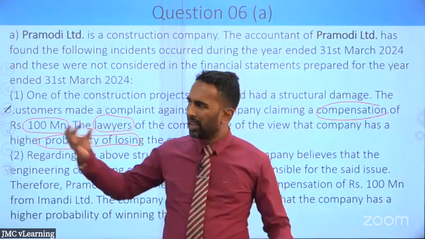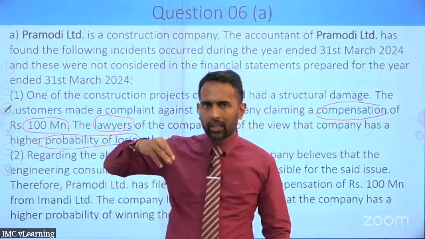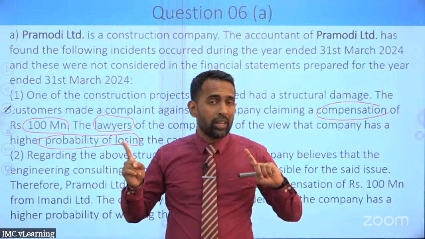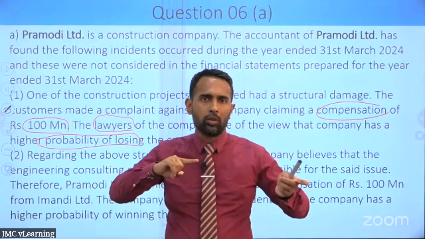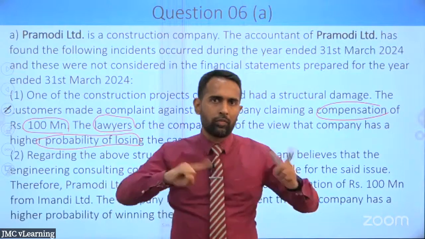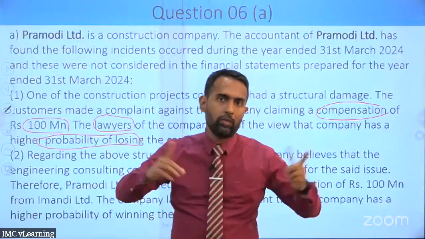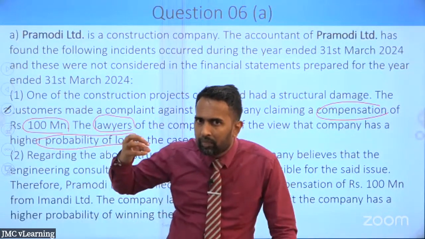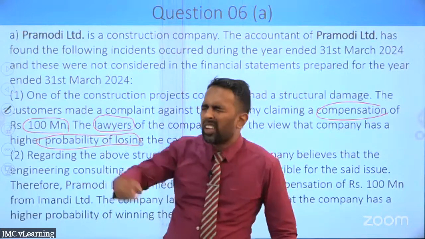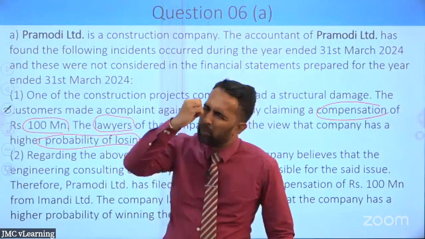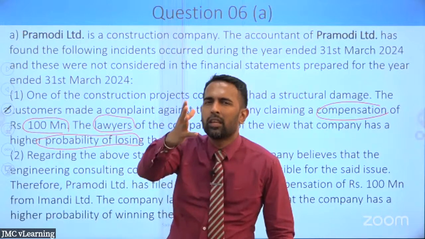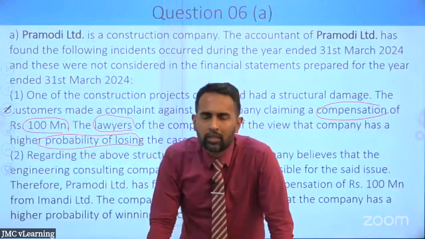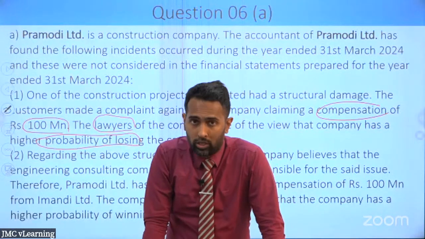Generally, if there's a court case against the company, it's a contingent liability. Why? Contingent liabilities are where you have a possible obligation. You might win, you might lose. There's a 50-50 chance. You never know. But if it is not a possible obligation, if it is a present obligation, if there's a higher probability of having that liability, then it's not possible, it's a present obligation, and you have to make a provision.